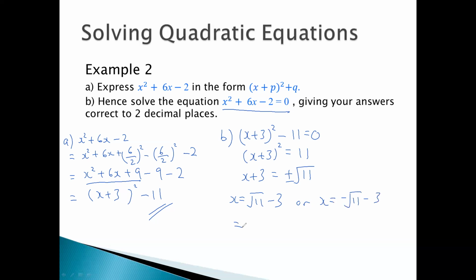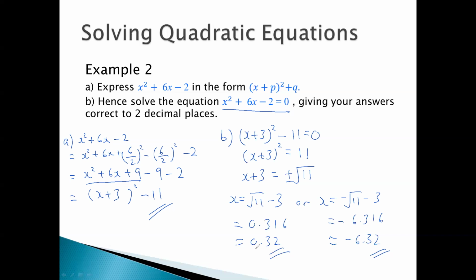So square root 11 minus 3, I get 0.316, to 3 dp, round off to 0.32. The other one, minus square root 11 minus 3, I get minus 6.316, round up to minus 6.32. And there you have it. Okay, again, please use your calculator quadratic function mode to check your answers.